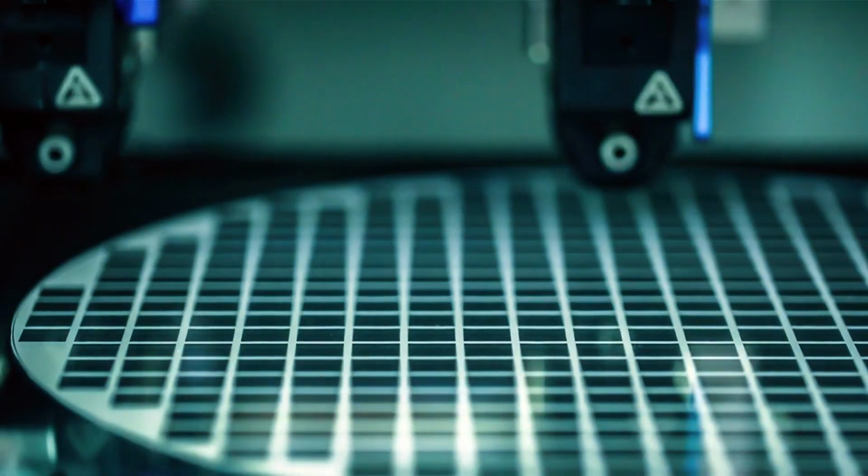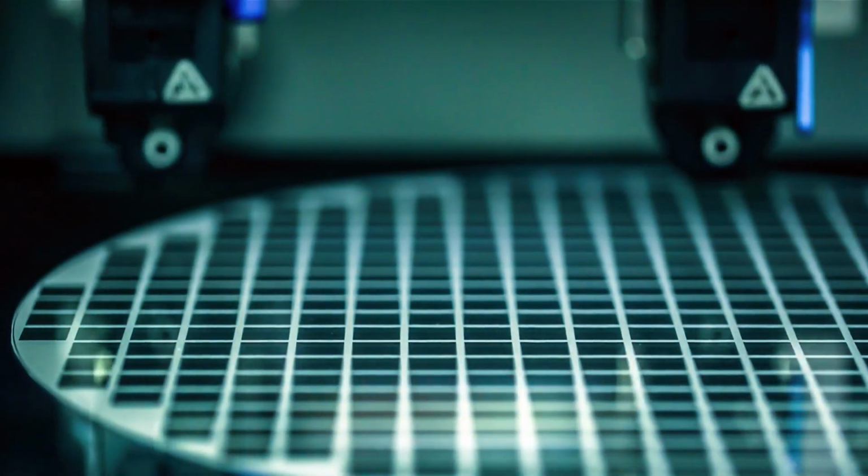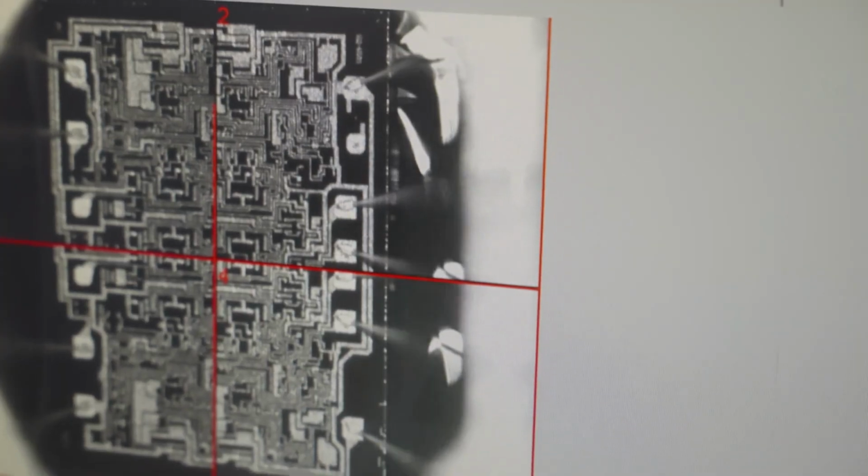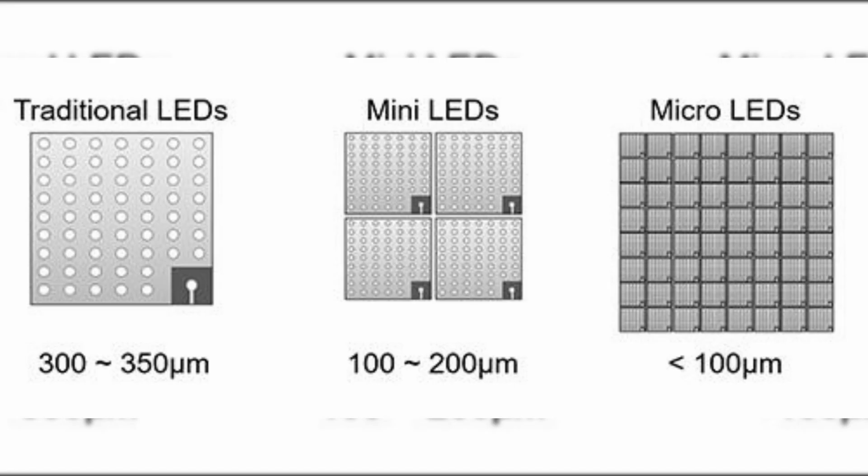Once the semiconductor layers are completed, the wafer is cut into thousands of tiny LED chips. Each chip is then connected to electrical contacts and enclosed inside a protective package. In modern mini-LED and micro-LED technologies, these chips can be smaller than grains of sand, while still producing extremely bright and efficient light. Despite their tiny size, they must operate reliably for many years without significant degradation.